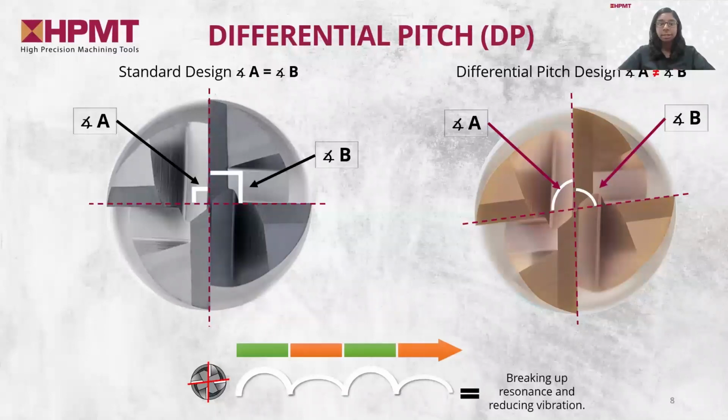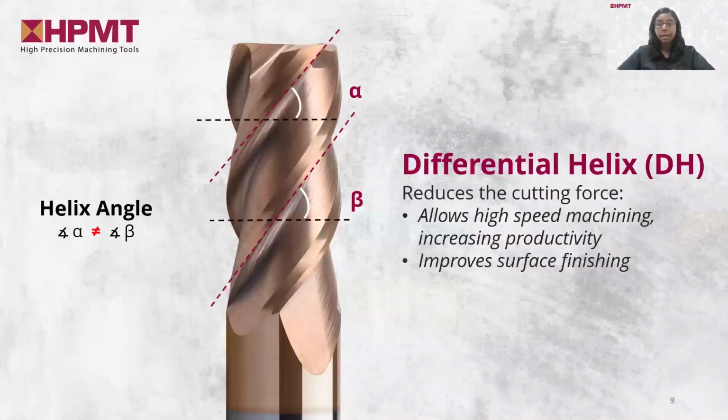Differential pitch simply means that the pitch is varied between the blades. This feature improves the performance and reduces chattering during machining by breaking the resonance. Overall, differential pitch leads to extended surface finish and longer tool life, which results in a smoother cutting process. Next, we will move to the next feature, which is the differential helix, DH.